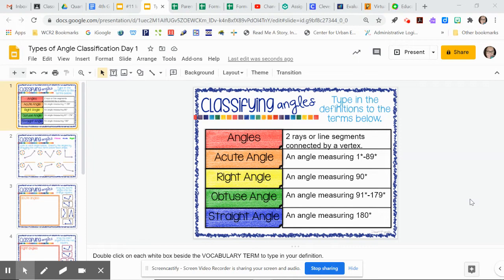So first I'm going to start with the definitions. An angle is two rays or line segments that are connected by a vertex, which is another fancy word for a corner. Acute angles: an acute angle measures 1 to 89 degrees. A right angle measures 90 degrees. An obtuse angle measures 91 to 179. And a straight angle is exactly 180. It's an angle that has two rays that are pointing straight out.